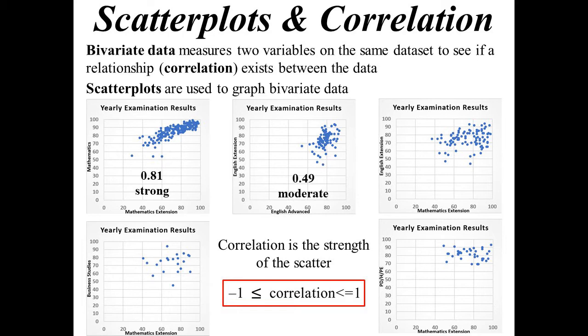Now, the English Advanced versus English Extension, 0.49 is their correlation here. So that would be a moderate relationship or a moderate correlation. 0.23, the Maths Extension versus the English Extension, and that's a weak correlation. So you can see as they get stronger, going from right to left, the data becomes more clumped together. Now, the Business Studies and the Maths Extension there, that has a correlation of 0.01, so there's virtually no correlation at all. And the PE versus the Maths actually has a negative correlation.